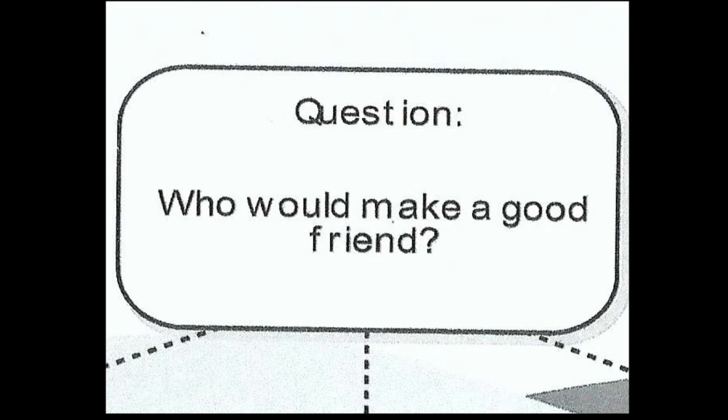Once we've determined both good characteristics and bad characteristics, we will move on to the decision-making guide. On the decision-making guide, we will first ask the question, who would make a good friend? The second step in the process will be using the graphic organizer, the decision-making guide. The decision-making guide will be given to the student, and we will focus on the question at hand. Then the student will be asked to choose three people that they know that they would like to become better friends with, and list them underneath the question, who would make a good friend?